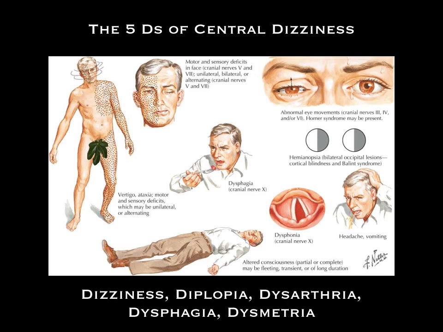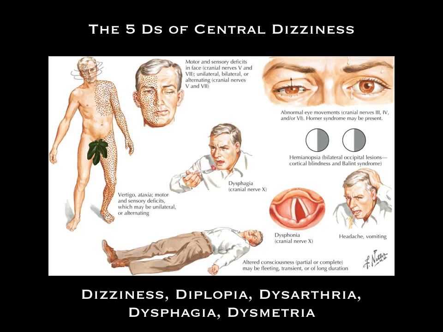So the 5 D's of central dizziness, to make it simple for you, are dizziness. So there's your gimme. Diplopia, or seeing double, particularly on extraocular movement exams. So if you have them look left, right, up, down, on one of those, they'll have some diplopia. Dysarthria, or being unable to form words well with the musculature of the mouth.